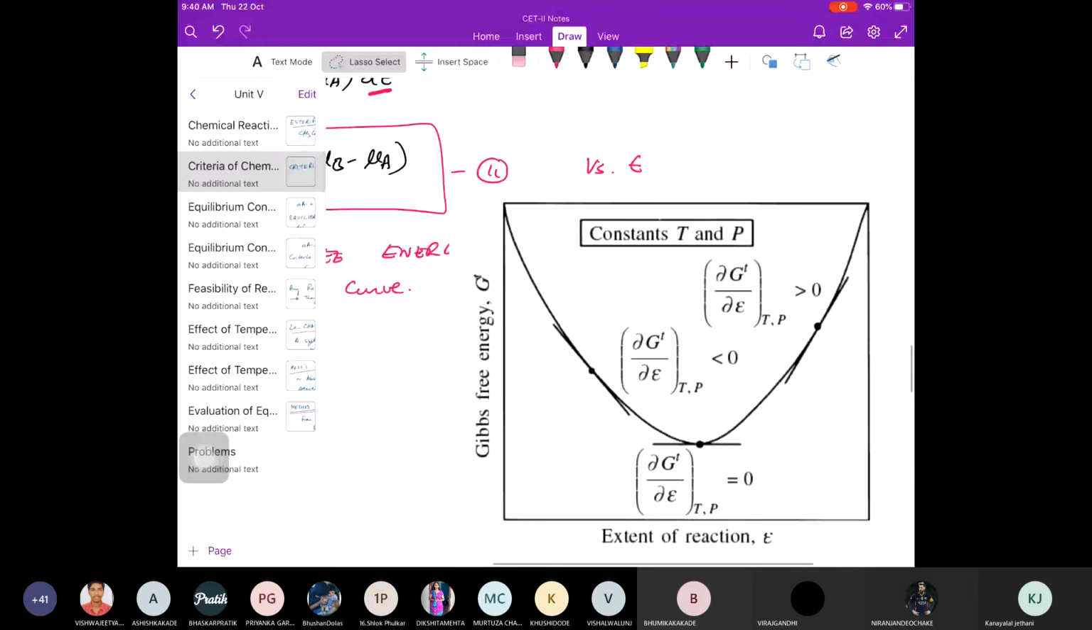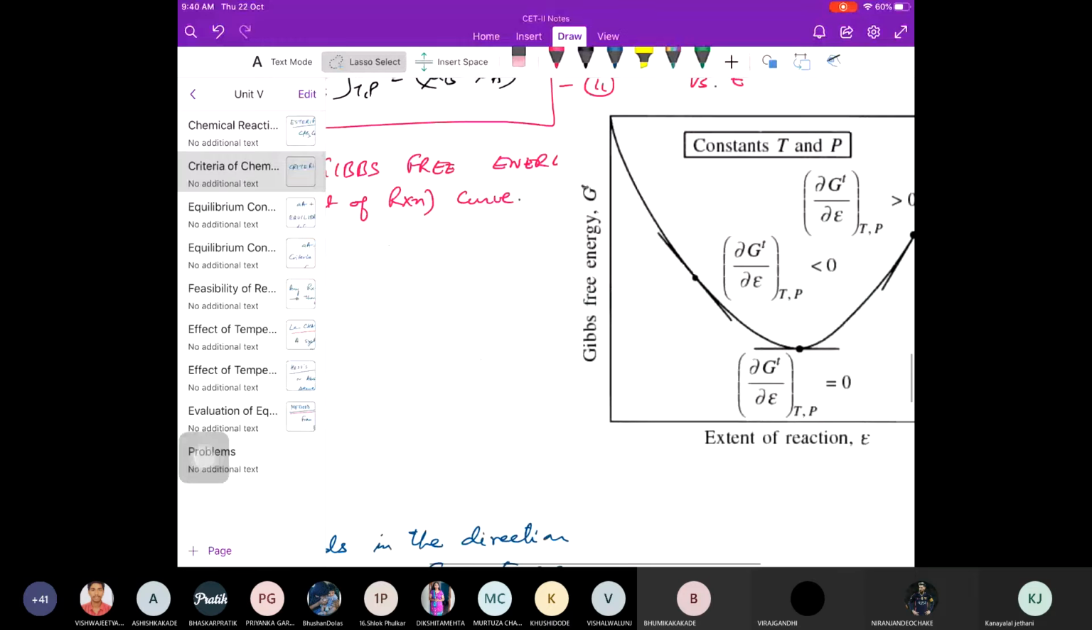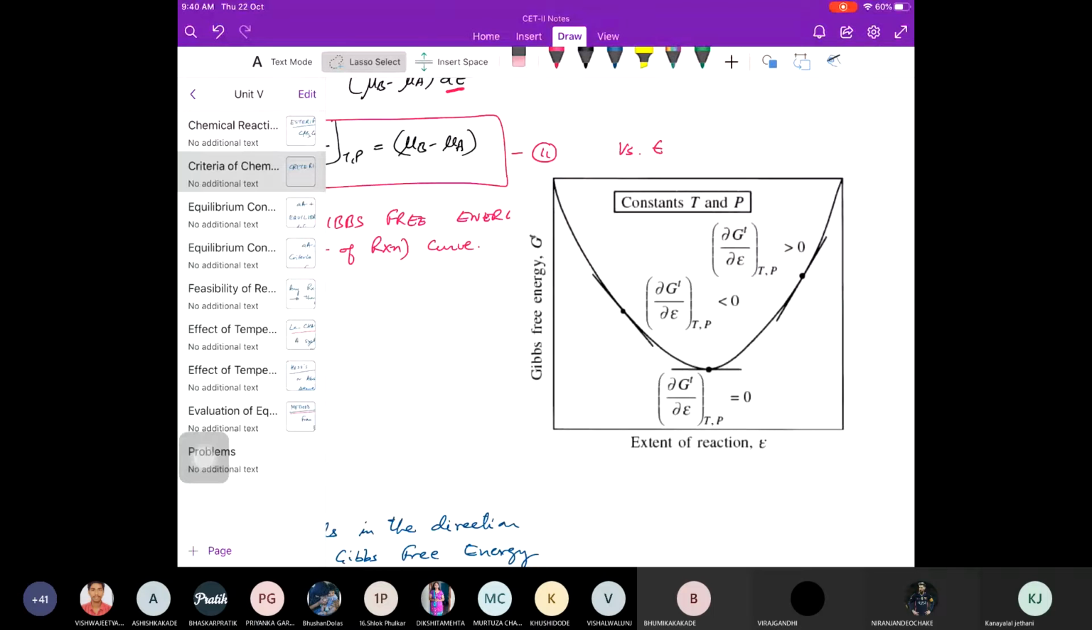I'll move it later. So what we are doing is we are looking at Gibbs free energy on the y-axis versus epsilon on the x-axis, and we have a curve like this, something like this. And what we are getting is ∂G/∂epsilon at constant temperature and pressure is equal to 0 at this point. This is the equilibrium condition. On the right hand side, it is greater than 0, slope is positive. On the left hand side, it is less than 0, slope is negative. This is a typical G total versus epsilon curve.